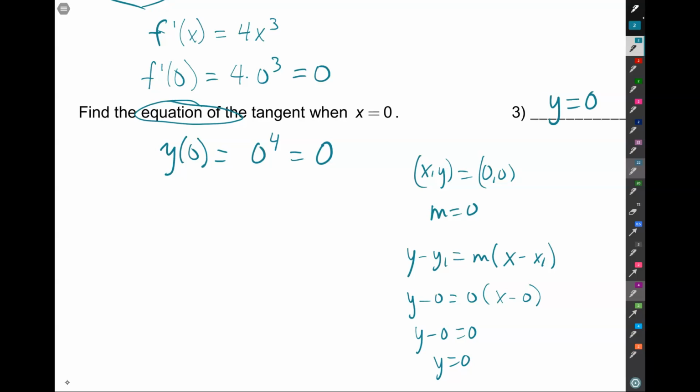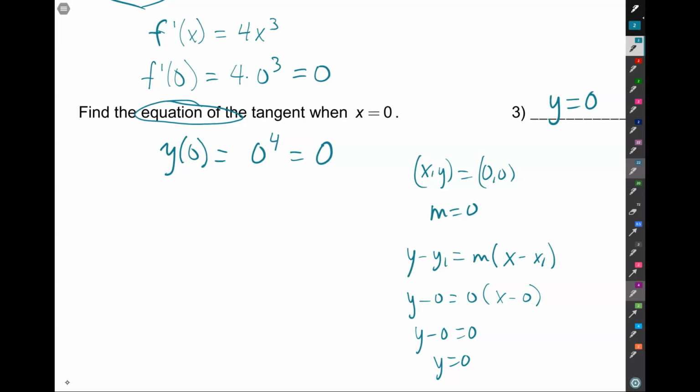How do you know it's y equals 0, not x equals 0? Do you know what x to the 4th looks like? Roughly like this. So it's at a minimum, and we know the slope is 0 there from the derivative. If the slope is 0, the equation with a slope of 0 would be flat, and flat would be a constant y, so y equals 0. If I have an undefined slope, it'd be vertical.